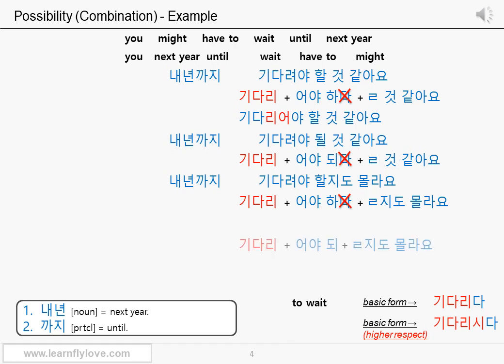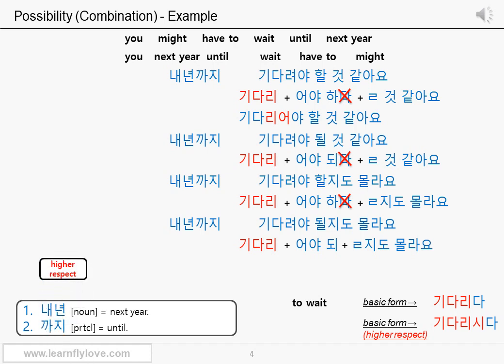Then let's use 어야 되다 with 을지도 몰라요. Now you can do that yourself, right? 내년까지 기다려야 될지도 몰라요. Perfect. Then let's make a higher respect form. The subject is you. Let's say the listener is someone who deserves higher respect forms.